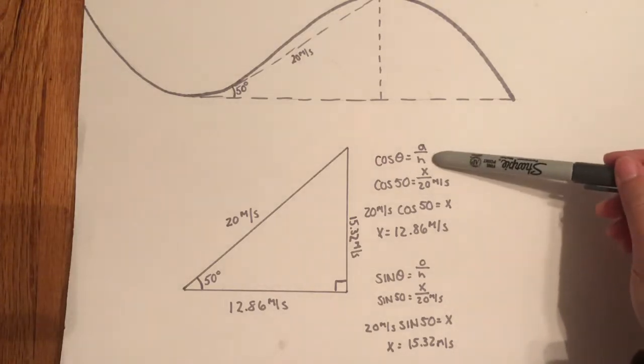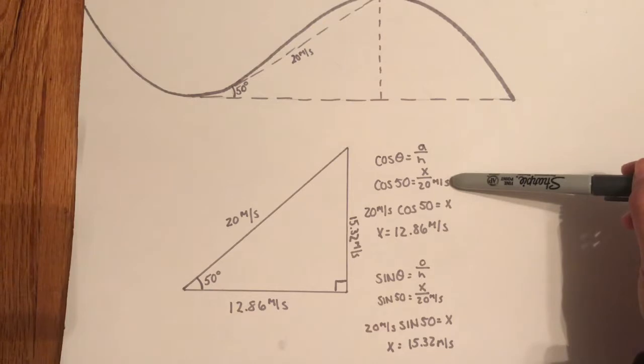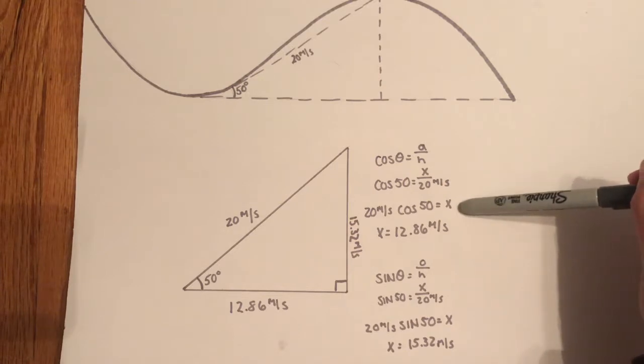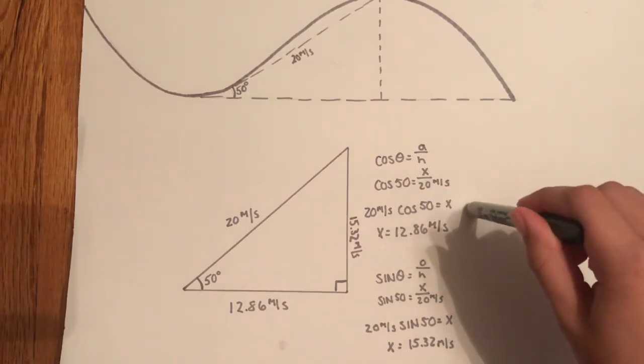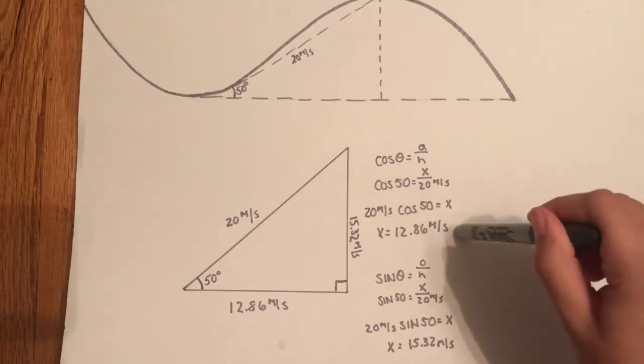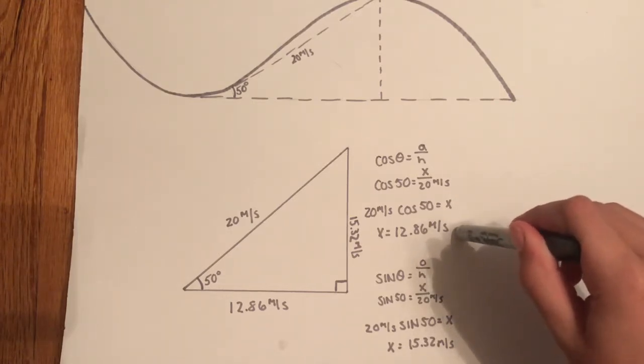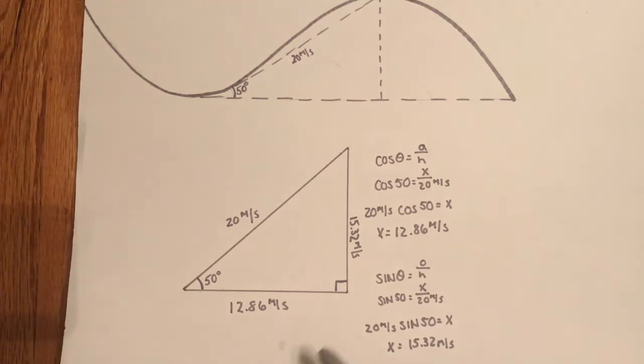So cosine of theta is equal to adjacent over hypotenuse. After filling in all the information we know, we get cosine of 50 is equal to x over 20 meters per second. Multiplying both sides by 20 meters per second to isolate the x, and then plugging it into a calculator, you'll get x is equal to 12.86 meters per second. Now that is going to be our horizontal initial velocity.